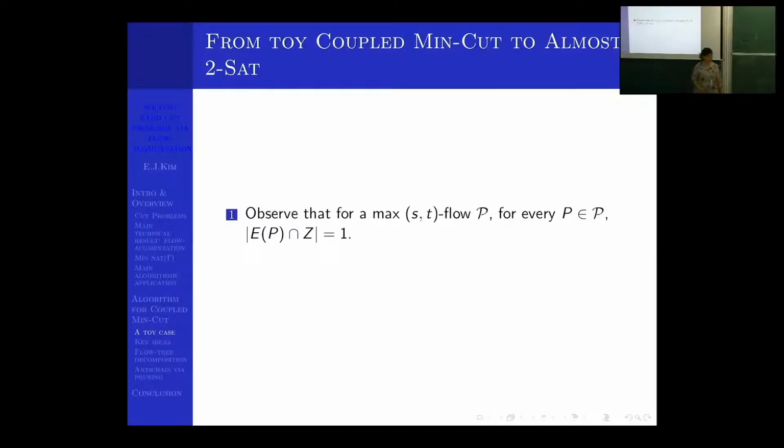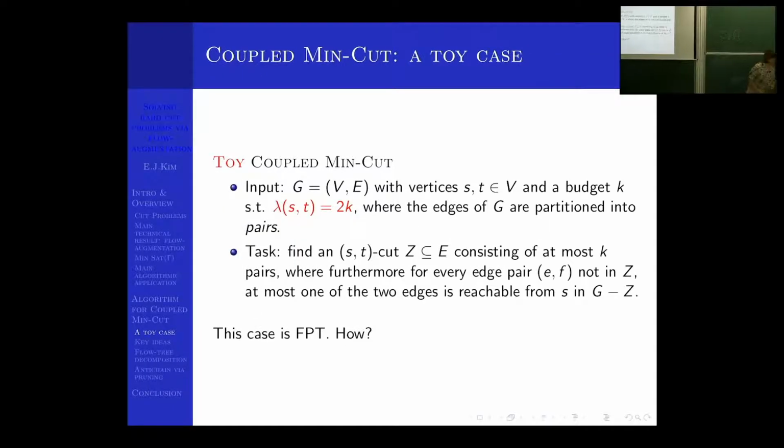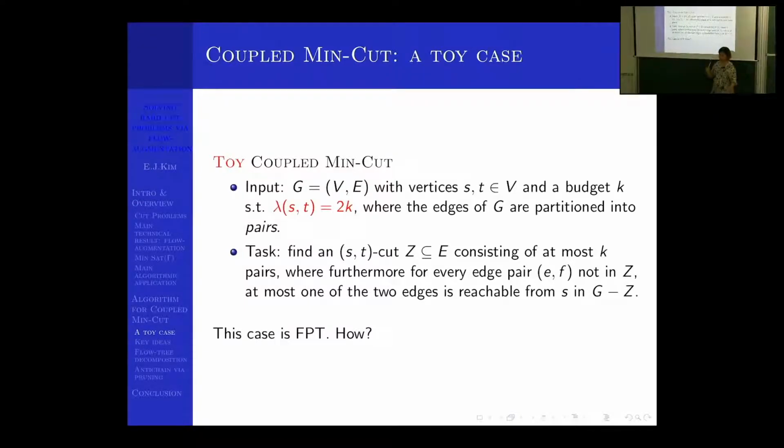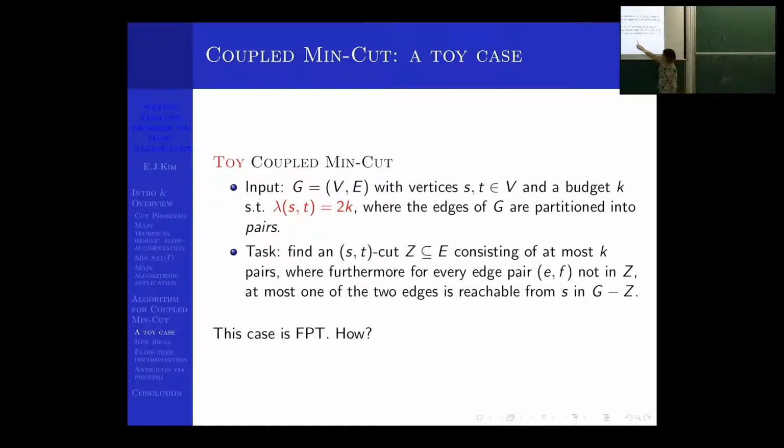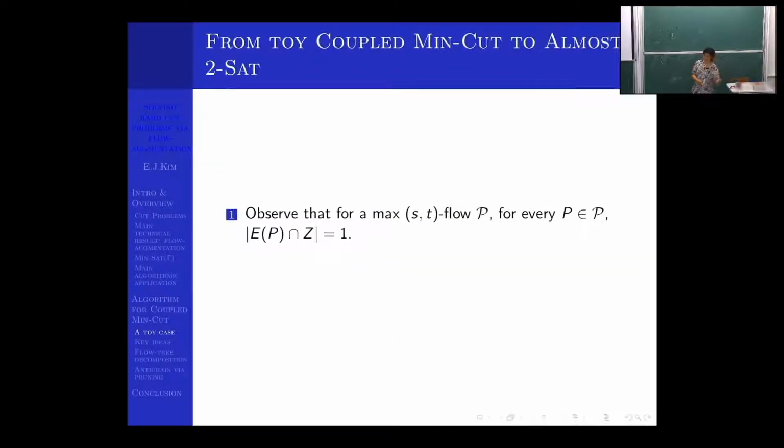Because the toy case assumes that the flow value is exactly 2K, and if Z is contained in the union of K pairs, then it can use 2K edges. And it has to cut all the paths in the flow, otherwise it's not an S-T cut. So the solution consisting of 2K edges should intersect each flow path exactly once. Is it clear?